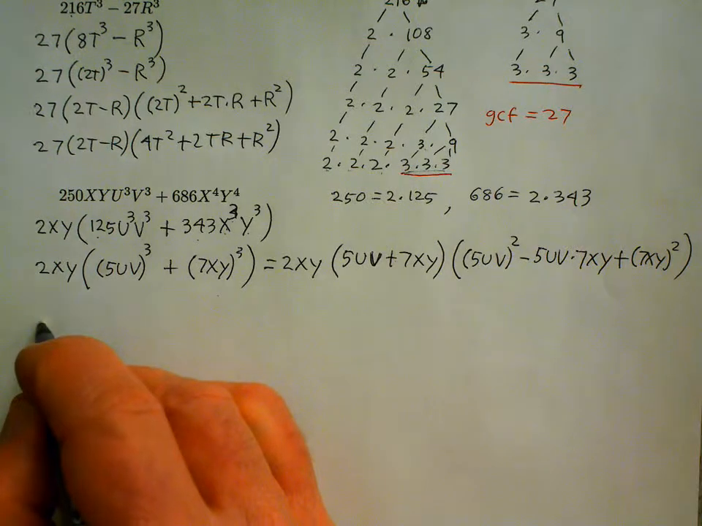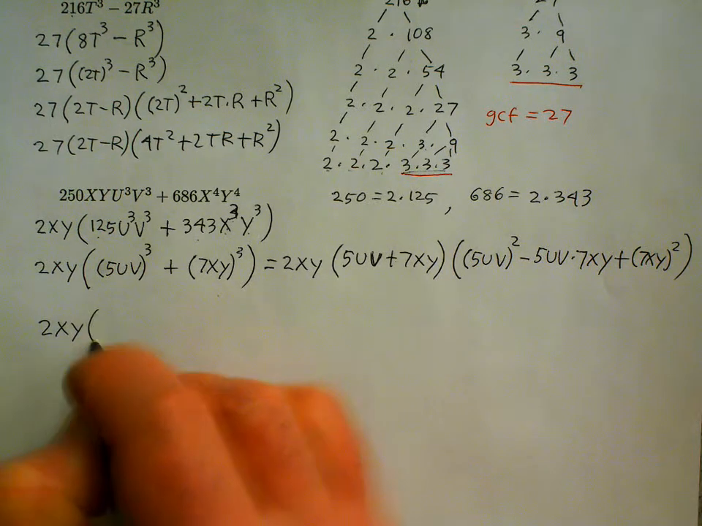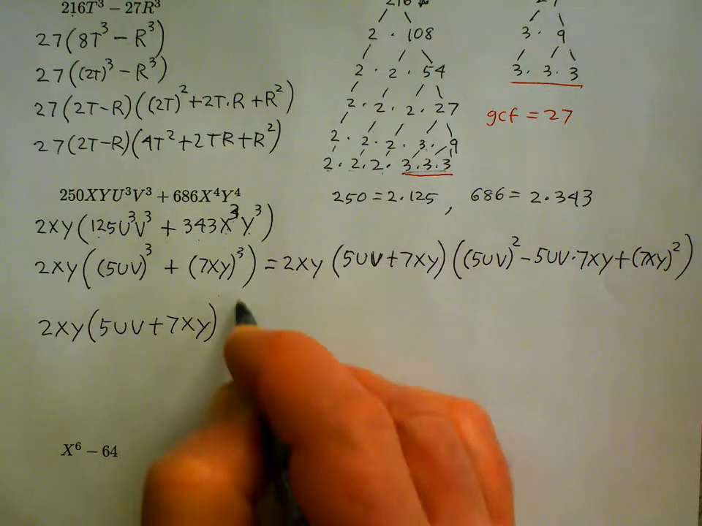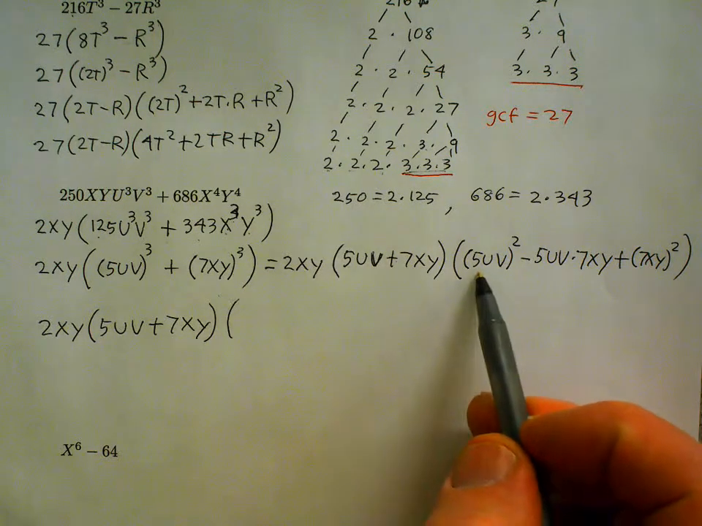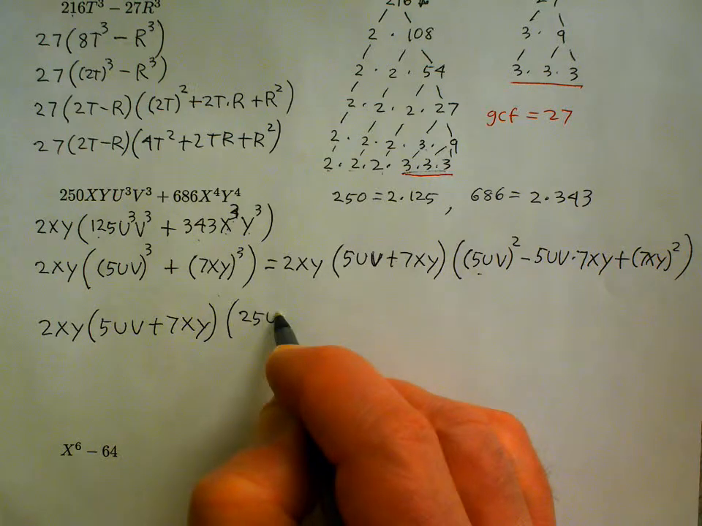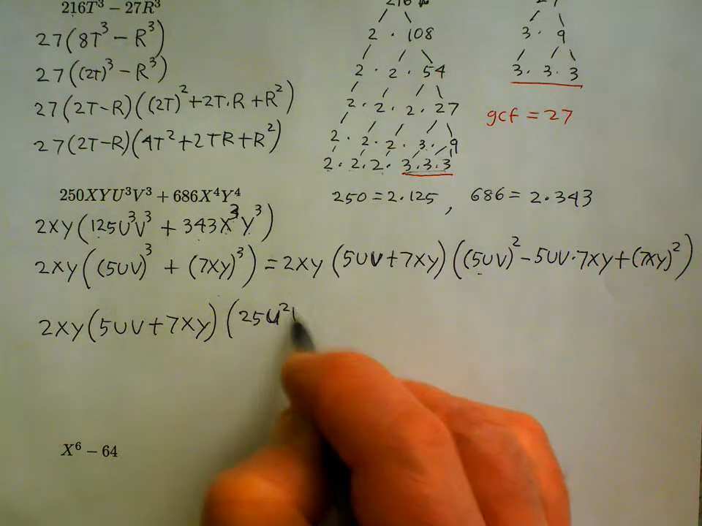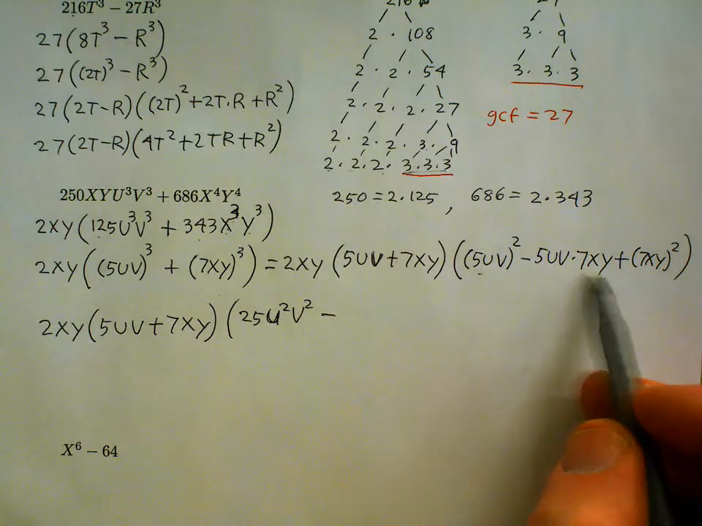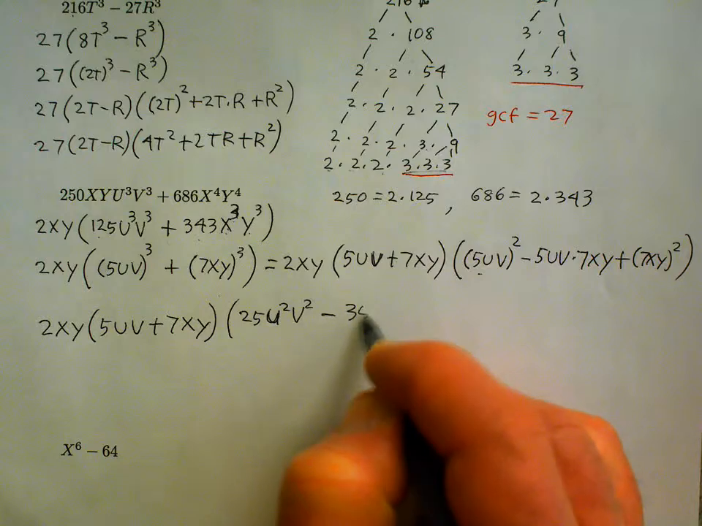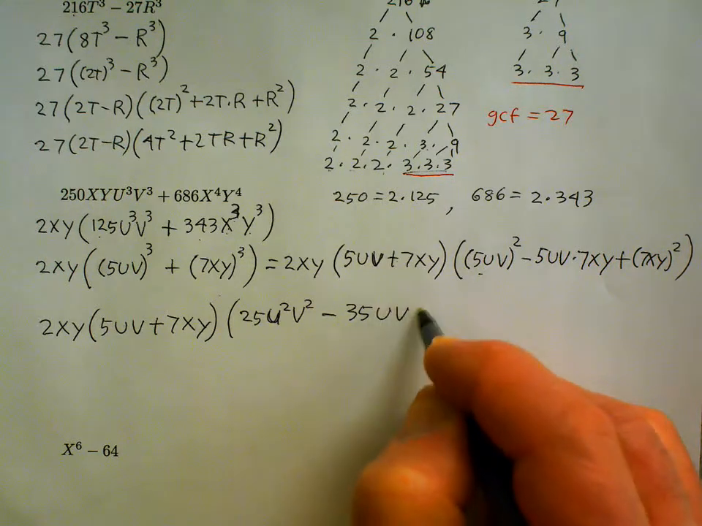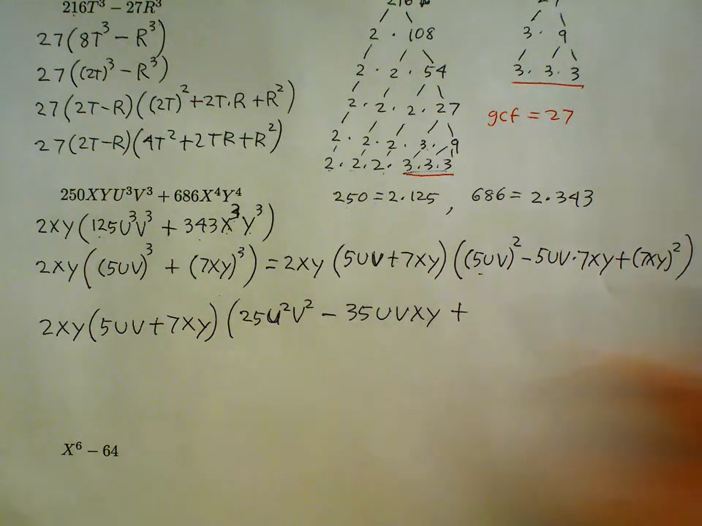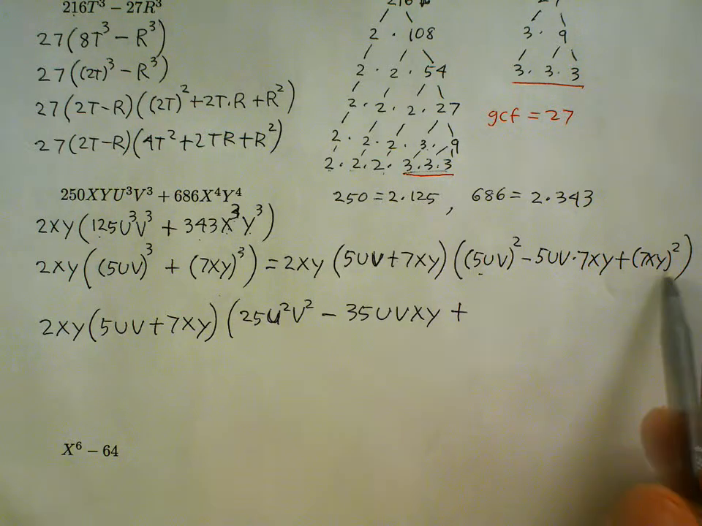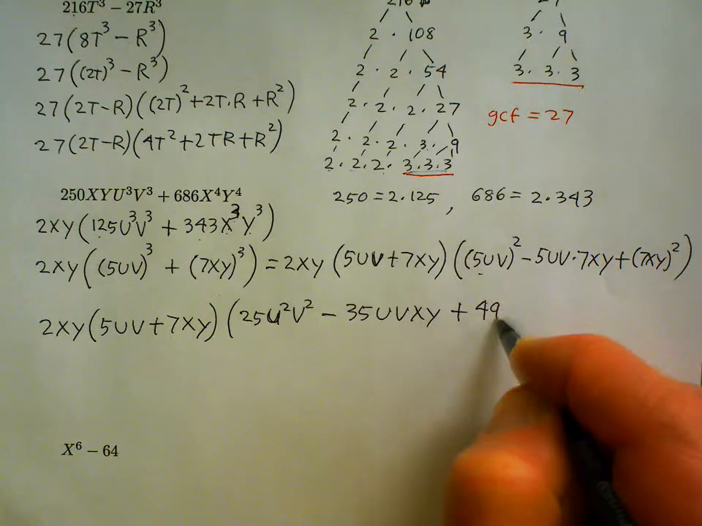All right, so the last step, 2xy times 5uv plus 7xy. When we square the term 5uv, we get 25u to the second, v to the second. And when we subtract 5uv times 7xy, we subtract 35uvxy. And then we're adding the term we get when we square 7xy, which is 49x squared y squared.